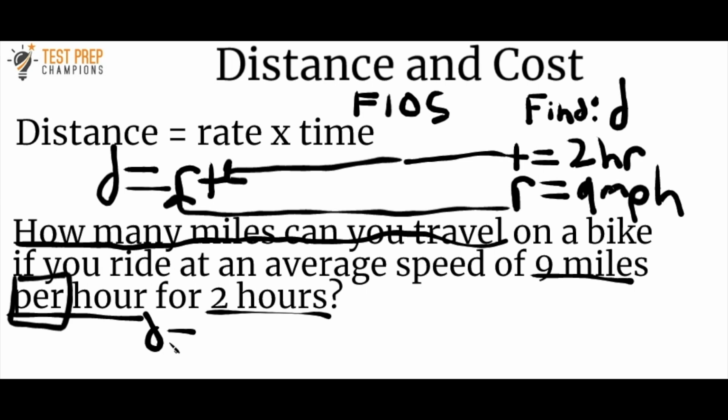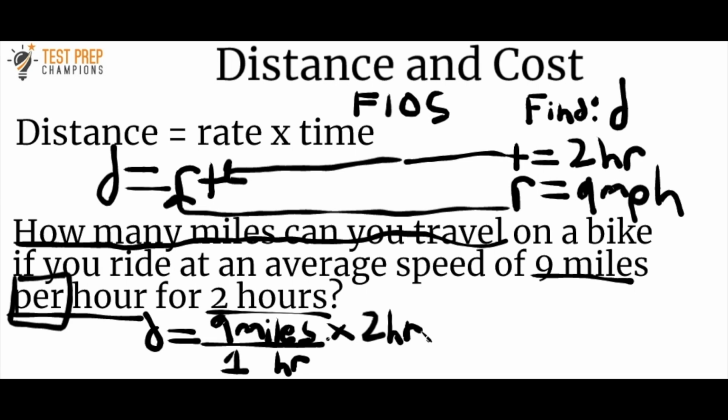And this is what it's going to look like. So distance is going to equal our rate, which is 9 miles per 1 hour. Okay, and so what about the time here? Well, the time is 2. So we've got 9 miles per 1 hour times 2 hours here. And so what we want to note here is we see the units. We see 2 hours and we see 1 hour. Well, hours divided by hours, these units are going to cancel out. And so now we're just left with 9 miles times 2.